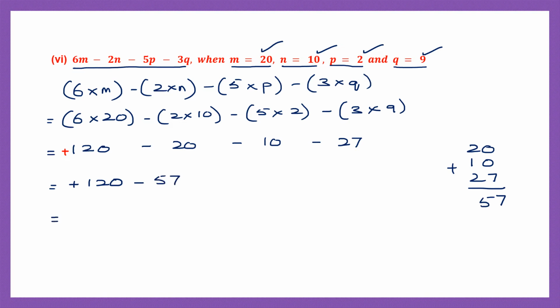So 120 minus 57. So let's do that subtraction. So here we need to borrow 1, 10 minus 7 is 3, and here again we borrow, so 11 minus 5 is 6. So here we've got our answer as 63. So the answer to question 6 is 63.